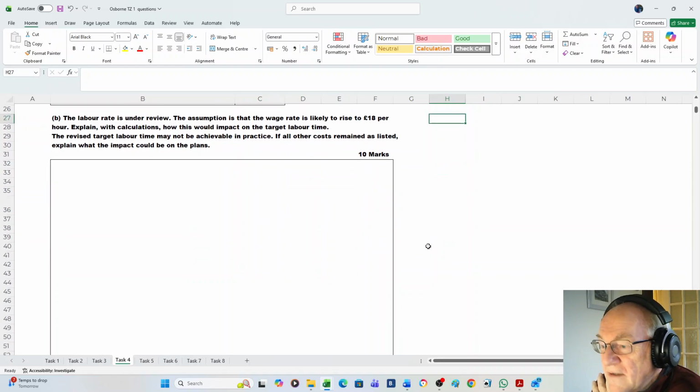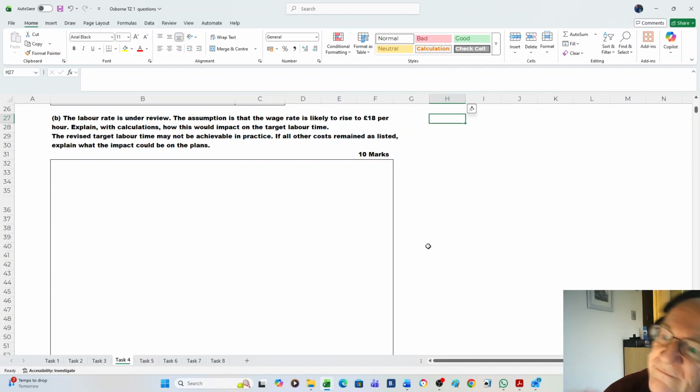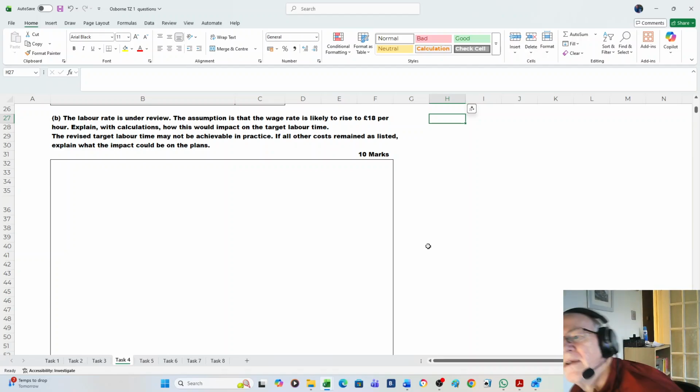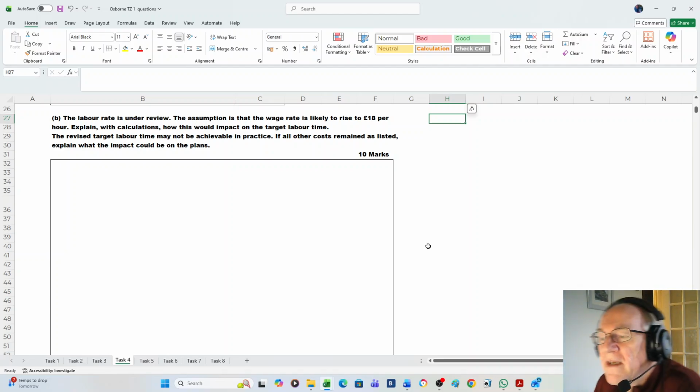So this one, seen some really good answers. It is good in that it tells you to explain with calculations. So like all AMAC questions or management accounting written questions, you can often answer them in a line or two. So if the wage goes up to £18, they either can or they can't. Quite simple. And they take the decision. Well, that's not going to get you 10 marks.